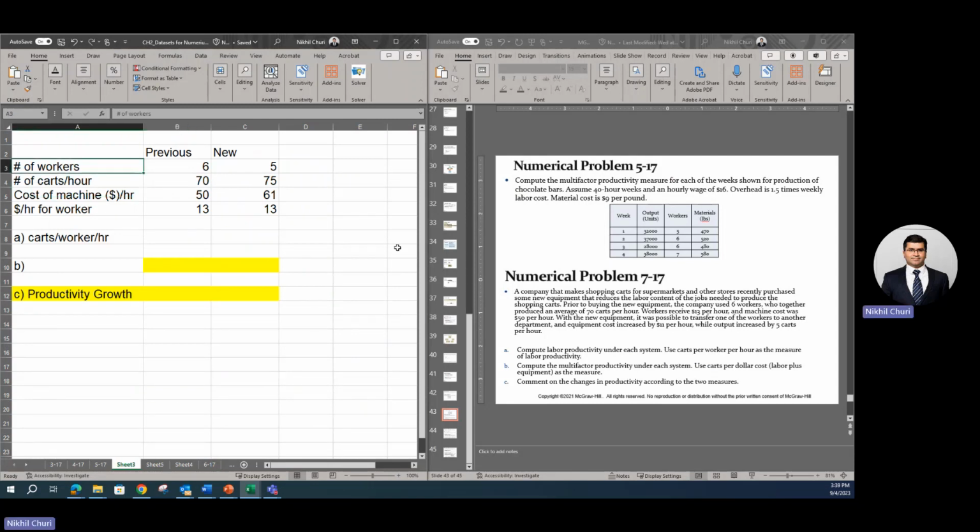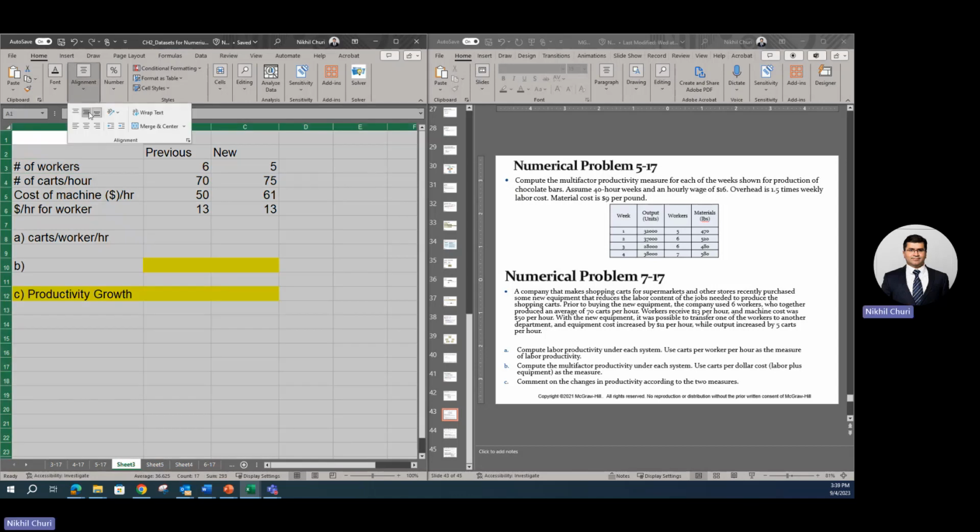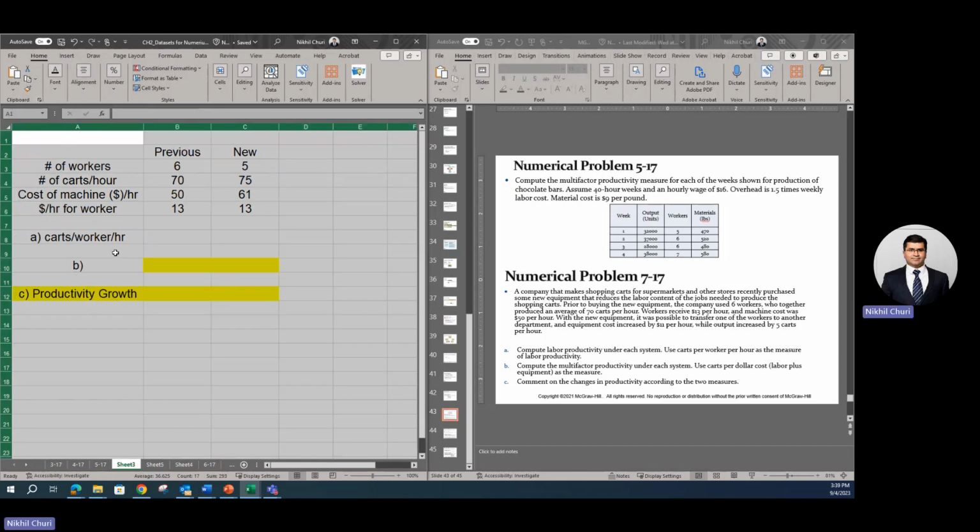So systematically, we are formulating the problem in a systematic manner. I'll use this, center it down. So in the previous case, it's given 6 workers were there. So I wrote 6 workers, and the number of carts produced by them per hour was 70. So I wrote 70 over here. And some costing information is given. Workers received $13 per hour, so I wrote $13 per hour. And the machine cost is given as $50 per hour. So I wrote it over here.